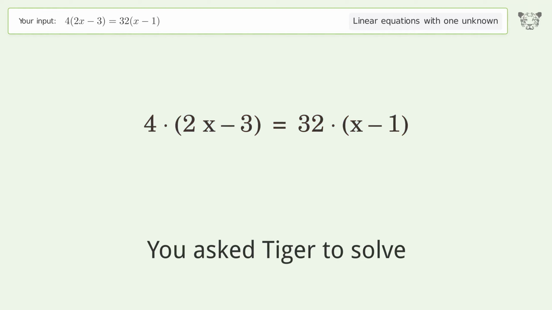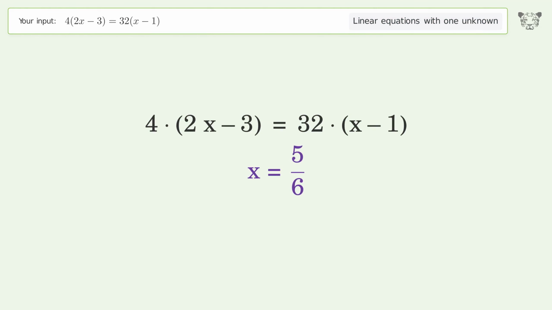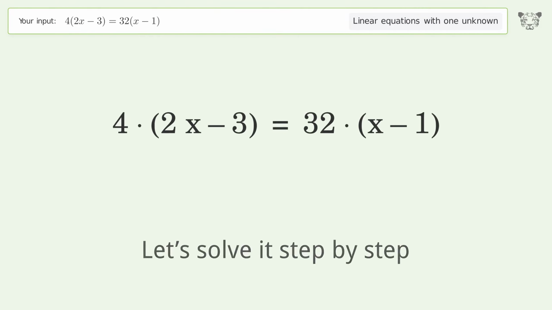You ask Tiger to solve. This deals with linear equations with one unknown. The final result is x equals 5 over 6. Let's solve it step by step.